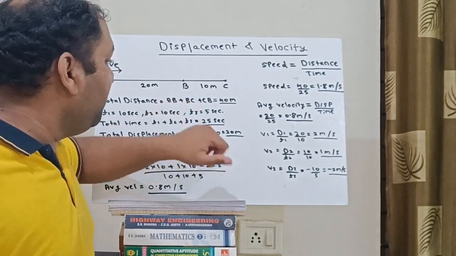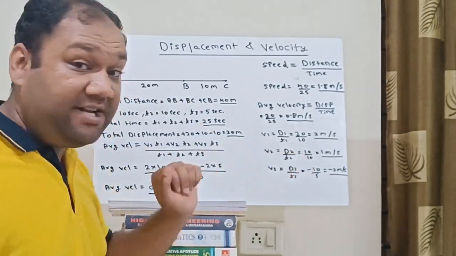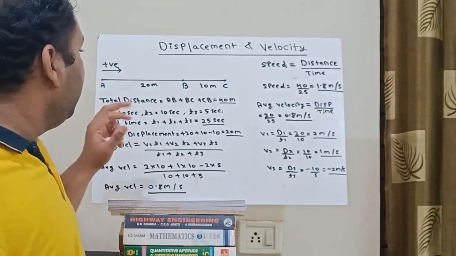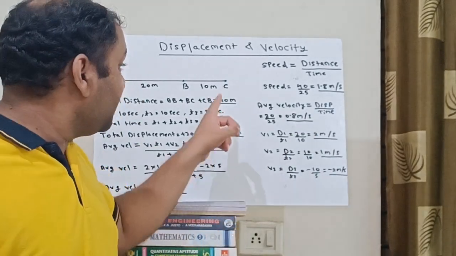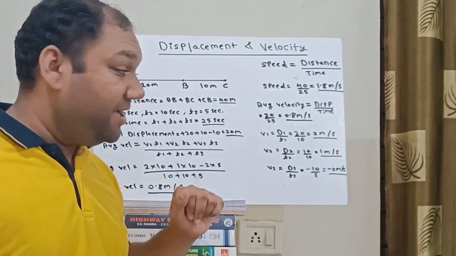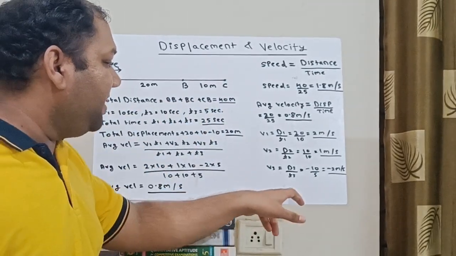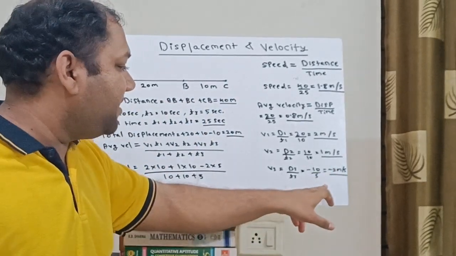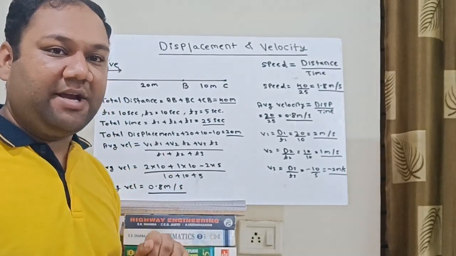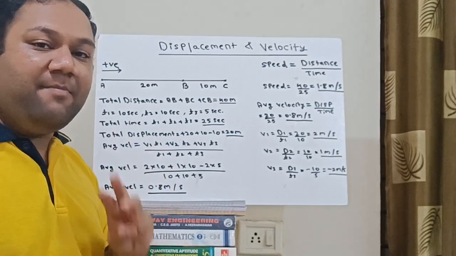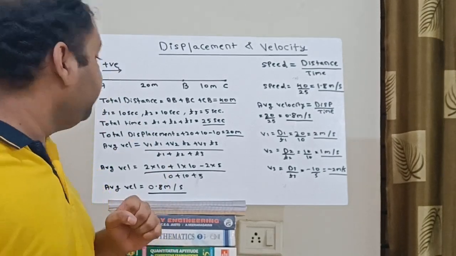Again, velocity from B to C was d2 by t2, d2 was 10, t2 was again 10. So v2 is equal to 1 meter per second. And the velocity back from C to B will be d3 by t3. Here d3 was minus 10 because it was leftward, and t3 was 5. So it was minus 10 by 5, which is equal to minus 2 meters per second. So the part-wise velocities were plus 2, plus 1 and minus 2 meters per second respectively.